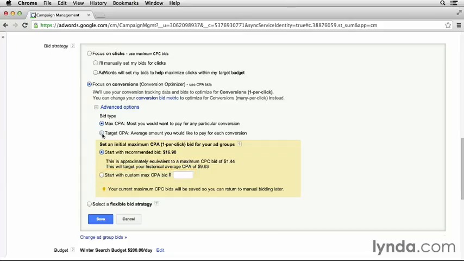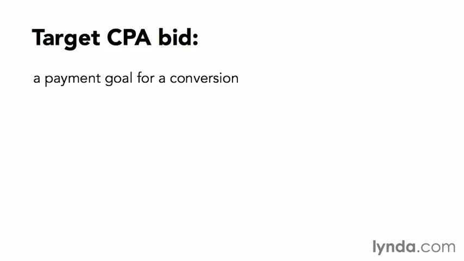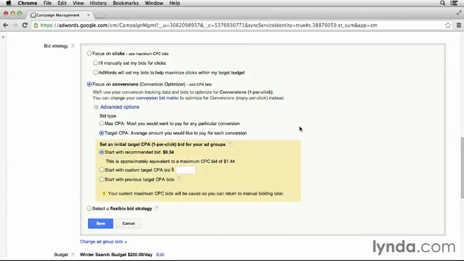The second option is to set a target CPA bid, and if you select this, you'll be able to define a target cost per acquisition that you want AdWords to work towards. Again, you've got a recommended bid based on your past data, or you can define a custom target bid. And if you've used the Conversion Optimizer previously, you can go ahead and start with the last CPA bid that you were using beforehand. Now keep in mind, if you set a custom target CPA, you want to be realistic. If we're at $8.54 now, we probably don't want to put in a target of 10 cents. That's not going to be attainable.